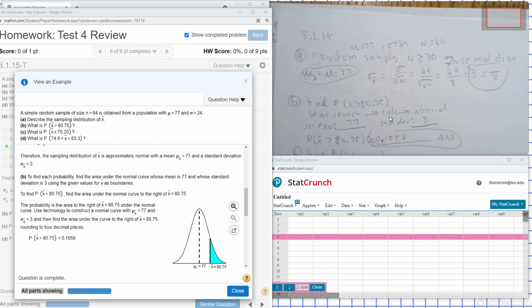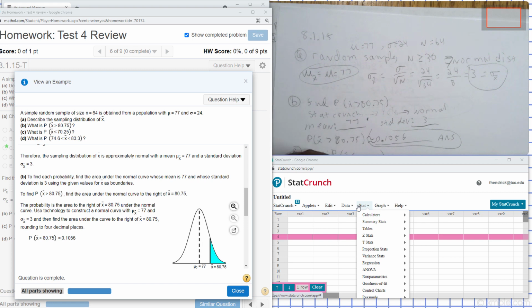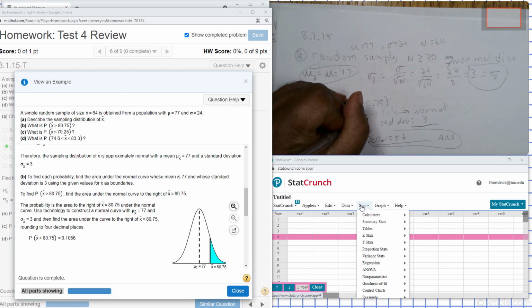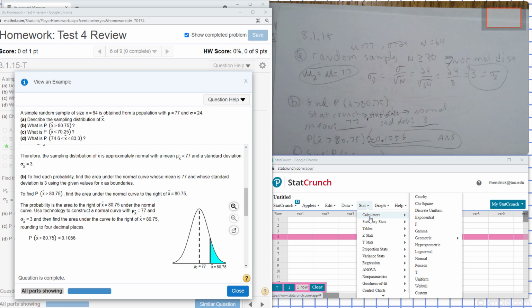So we have stat, crunch, calc, normal. It should be stat, crunch, and then stats, and then calc, and then normal, average calculator, and then normal.